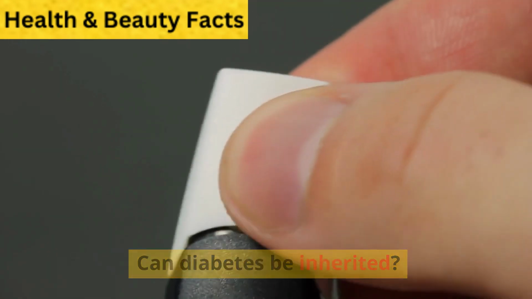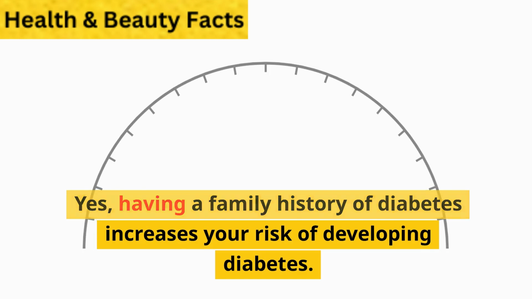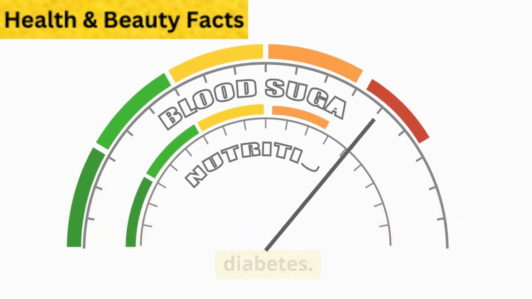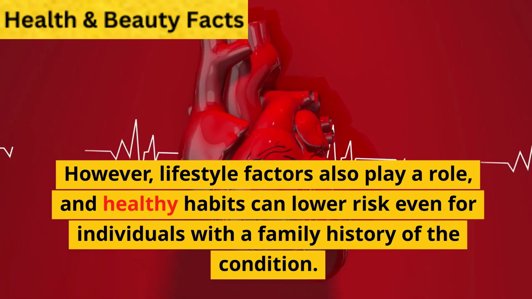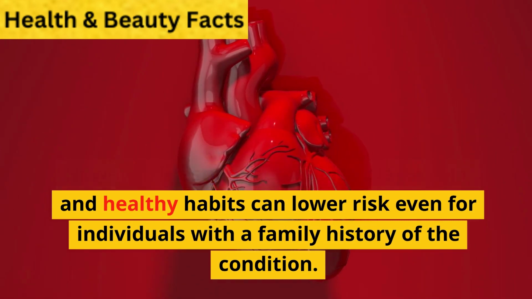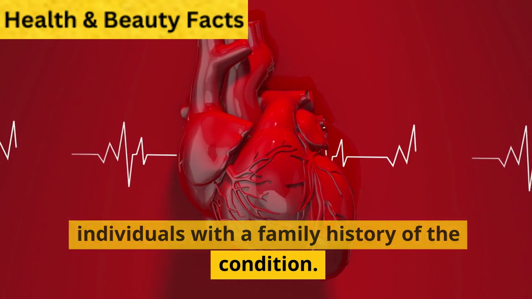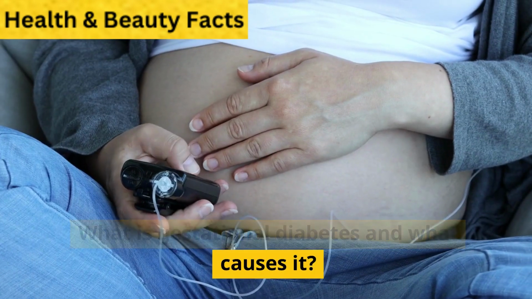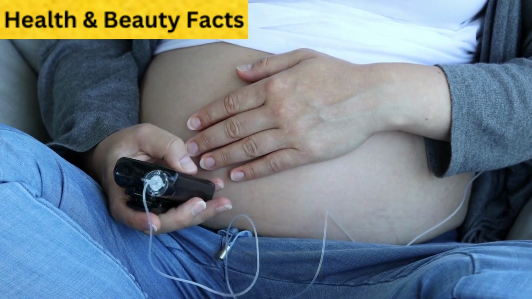Can diabetes be inherited? Yes, having a family history of diabetes increases your risk of developing diabetes. However, lifestyle factors also play a role, and healthy habits can lower risk even for individuals with a family history of the condition. What is gestational diabetes and what causes it?